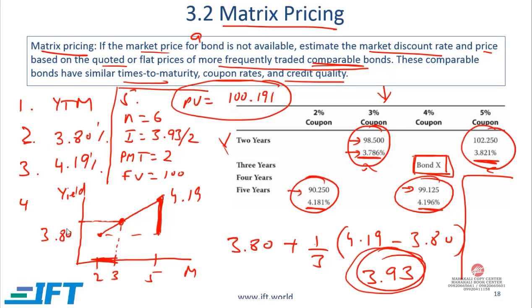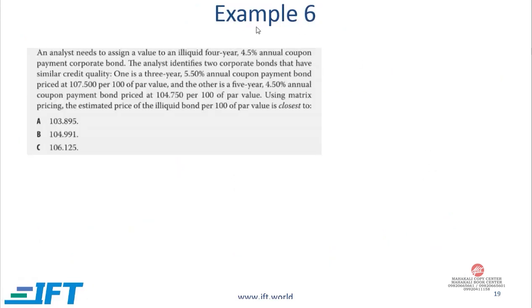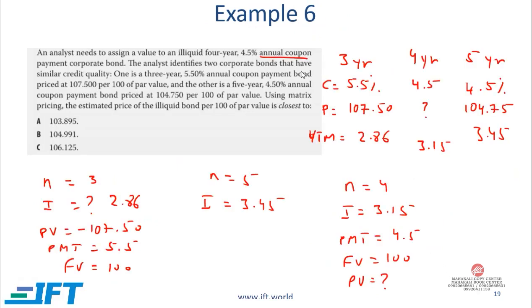It looks long, but it is fairly straightforward. All we are doing is taking numbers from comparable bonds and using those numbers to come up with the best estimate for bond X. Let us do example 6, which will illustrate this concept. In this question, we are dealing with annual coupon bonds, and I have summarized the data over here. We have a 3-year bond where the coupon rate is given, the price is given. The 4-year bond is the bond which is not traded, so we need to figure out the price for this particular bond. That is the question.